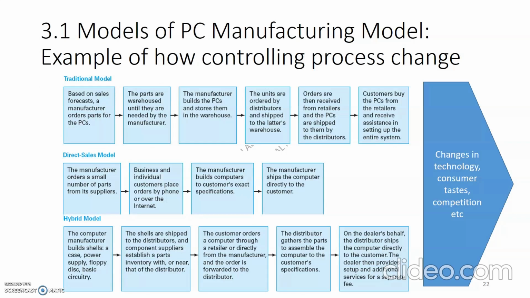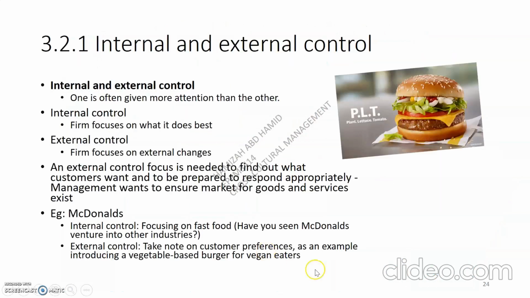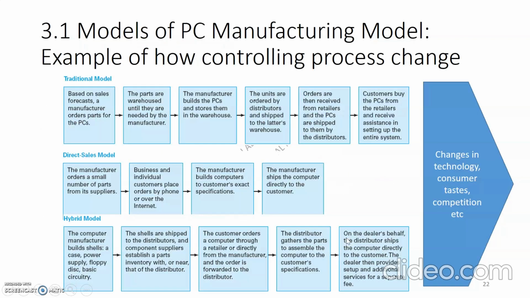Models of PC manufacturing, and how controlling process changes. Traditionally, it's usually focused on sales forecast. You make a sales projection, and then you decide how much production you want to do, and then you try to finish the products through sales.